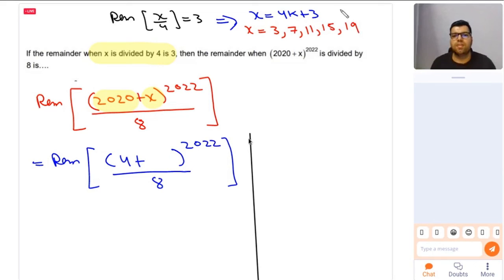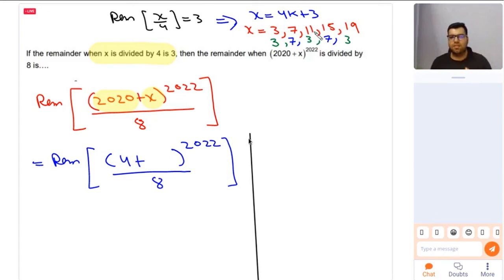Now keep on checking the remainder with 8. Here the remainder with 8 is 3. Here the remainder with 8 is 7. For 11, the remainder is 3. For 15 the remainder with 8 is 7. And for 19 the remainder with 8 is 3. So basically we are alternating between 3 and 7. So the remainder of x with 8 is either 3 or 7.